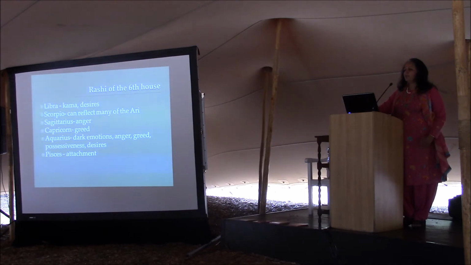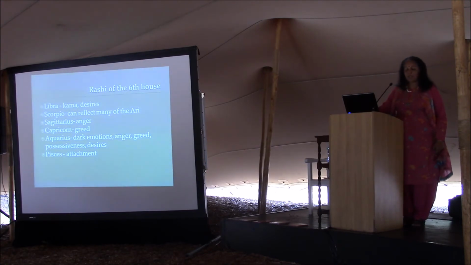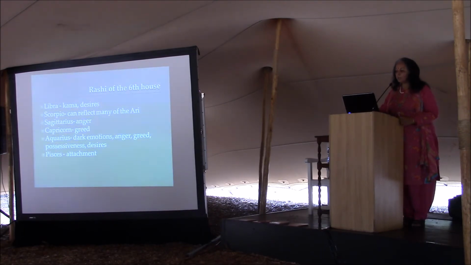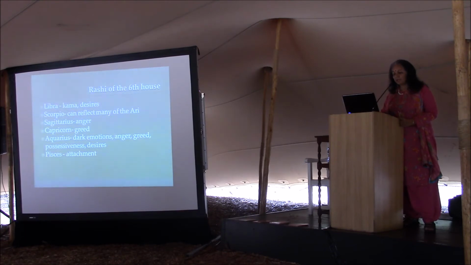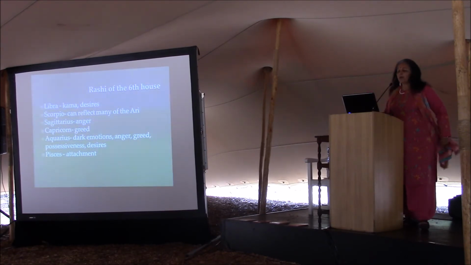Scorpio can reflect any of the Aries, because Scorpio likes to hold on to things. It's a very transformative sign, don't get me wrong. People with Scorpio can be very changeable, but if they plug into their negativity, that is the difficult energy for them. Sagittarius is anger, Capricorn greed, Aquarius dark emotions, anger, greed, possessiveness, desires, and Pisces is attachment. Pisces is the last sign of the zodiac, so they have to let go of sometimes very small attachments in order to transcend, because it is holding you back.